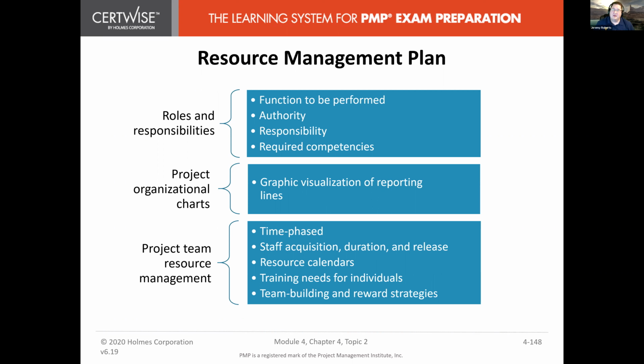Anyway, resource management plan. So some things you might see in the resource management plan. The roles and responsibility. This might be written in paragraph form. So the function to be performed, the authority that is there, responsibility, and required competencies. Project organizational charts. You might have so many charts, you might break them down by department, depending on how big the company is.